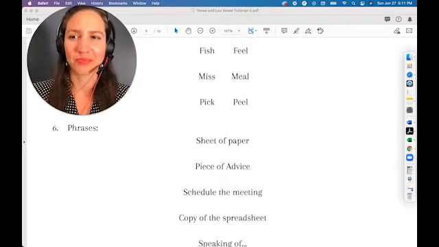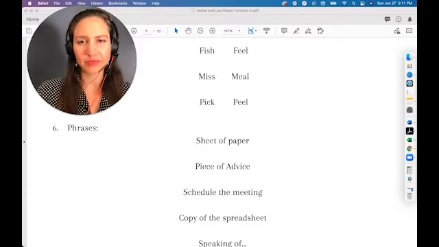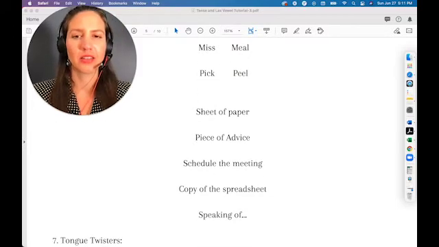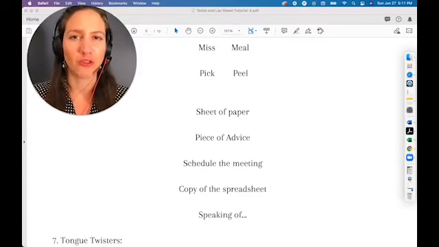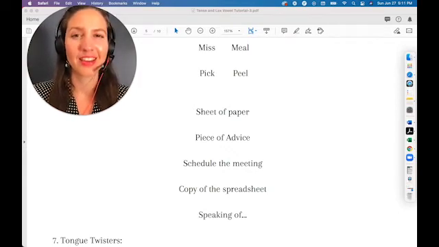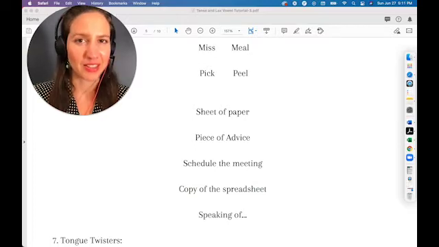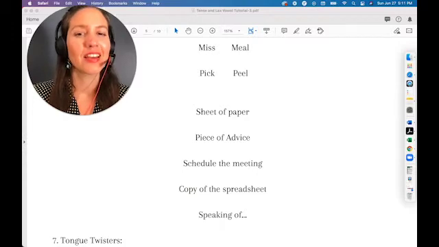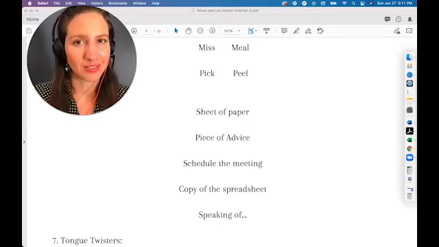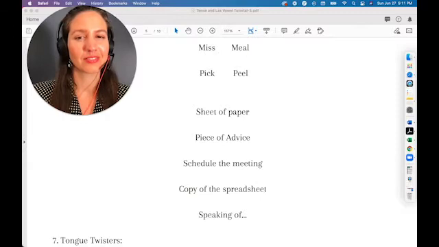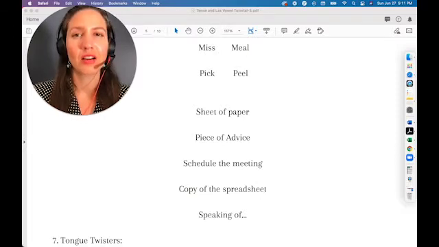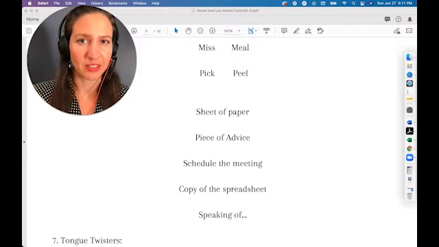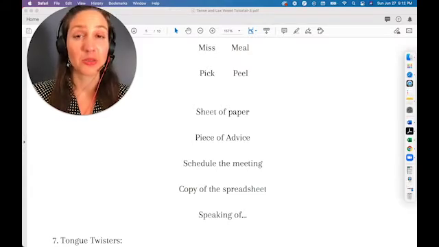Number 6. Phrases. Sheet of paper, piece of advice, schedule the meeting, copy of the spreadsheet, speaking of.